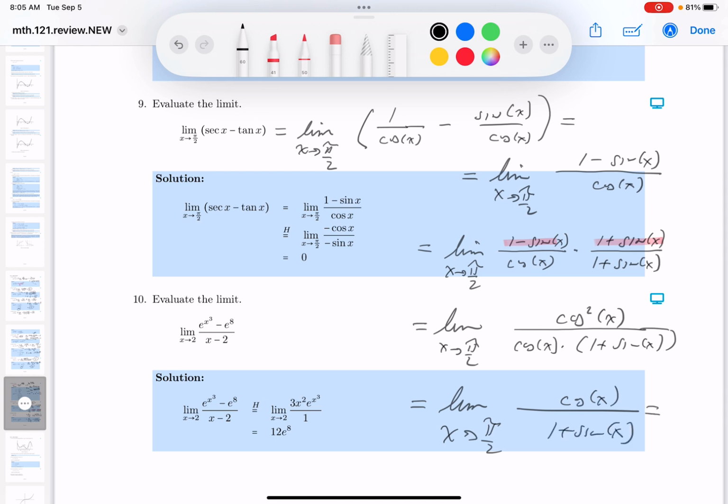What's the limit at the top? It's 0. What's the limit at the bottom? That's going to be 2. And 0 divided by 2 is just simply 0. We're expecting to get 0. All right, so that's one way to do it.